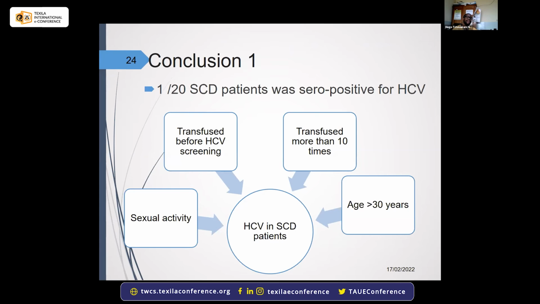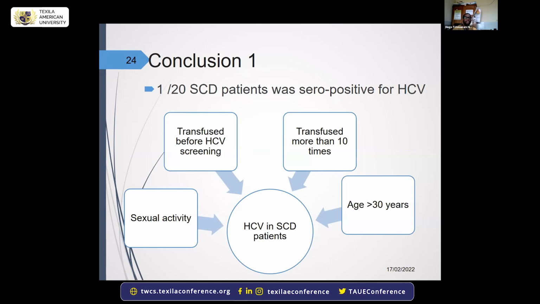So in conclusion, we had about 1 in 20 sickle cell patients who were seropositive for hepatitis C, and the most common risk factors seen were being aged greater than 30 years, with the chances that the older you are, the more the chance of being infected, being transfused before the 2005 era, being transfused more than 10 times, and being sexually active.